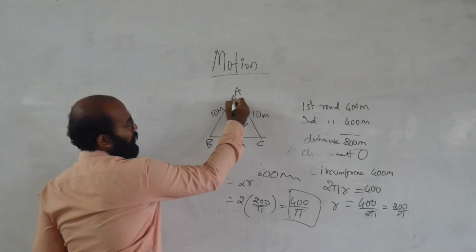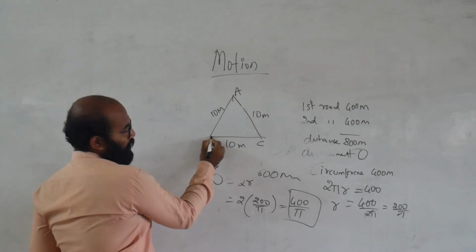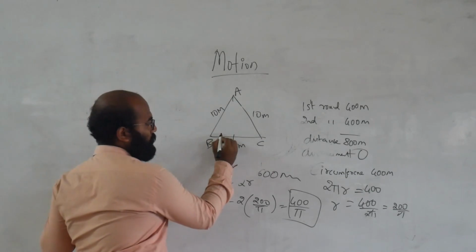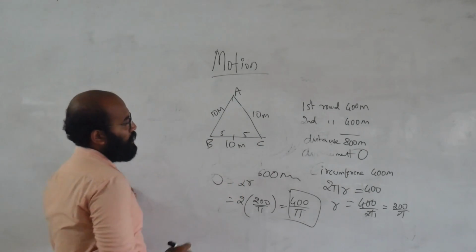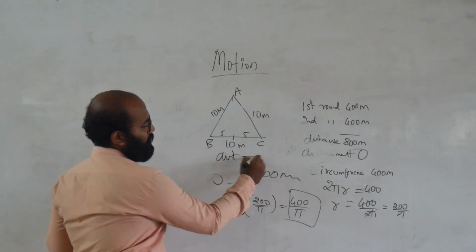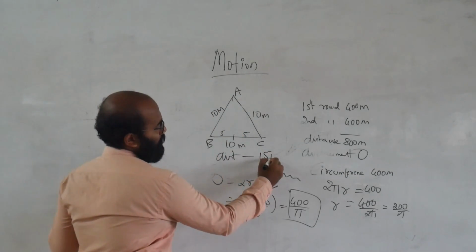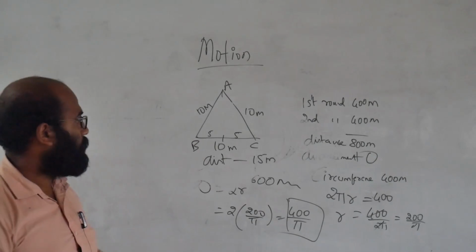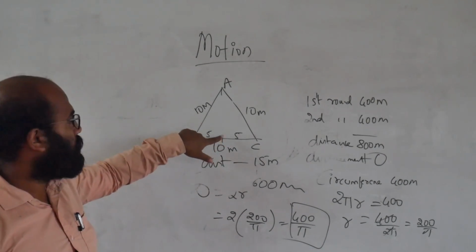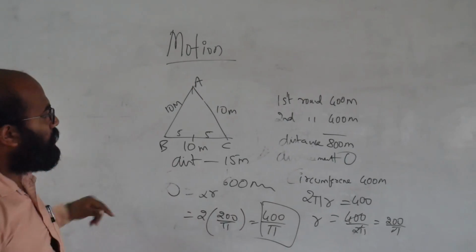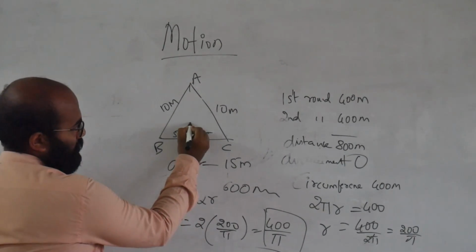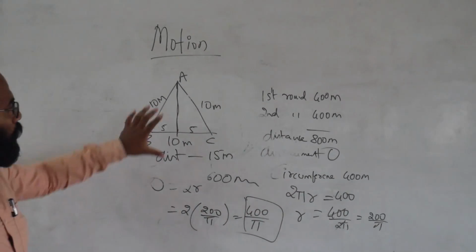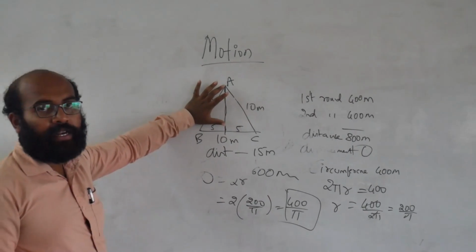What happens when I go from A to B and I travel half of BC? In that case, this will be 5, this will be 5. The total distance will be 10 plus 5, 15 meters. Whereas the displacement will be the shortest distance. So this will not be the shortest distance. The shortest distance is this. That is the height. So I need to calculate what is the height of the triangle.